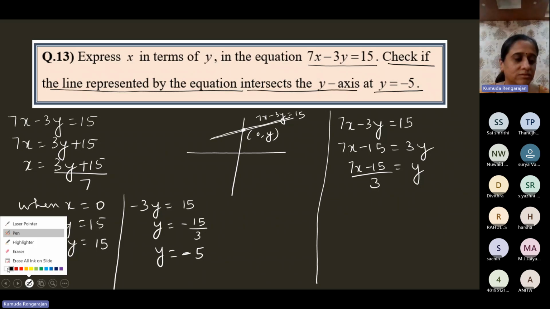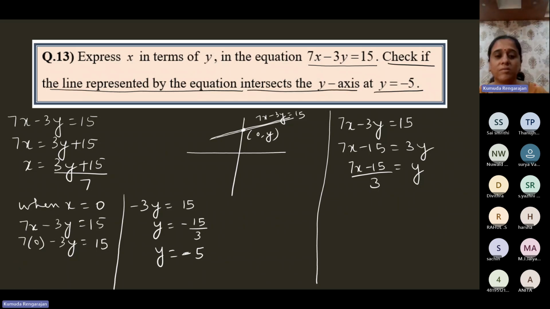Check if the line represented by this equation intersects the y-axis at y is equal to minus 5. So if this line 7x minus 3y is equal to 15 intersects the y-axis, then the address of the point of intersection will be of the form (0, y). So x is 0, right? So when x is 0, what value do you get for y? Minus 5. So correct, the graph of this equation intersects the y-axis at y is equal to minus 5.